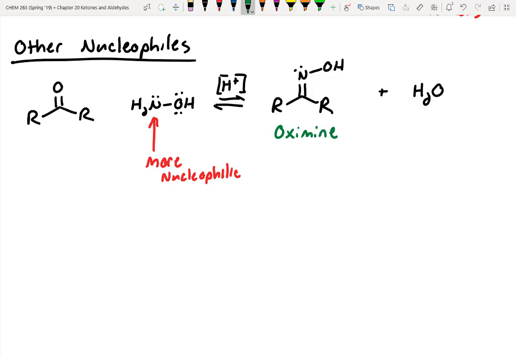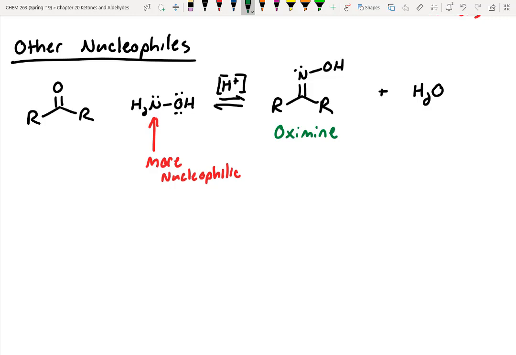All right, this is its own unique functional group. Oxamine. So it's a little bit different than an imine, but you might occasionally see this as well. Big take-home message is nitrogens are way more nucleophilic than oxygens, therefore the nitrogen is going to win out in this reaction.